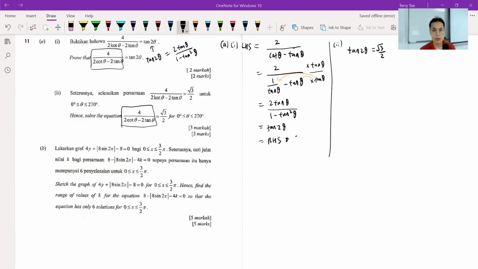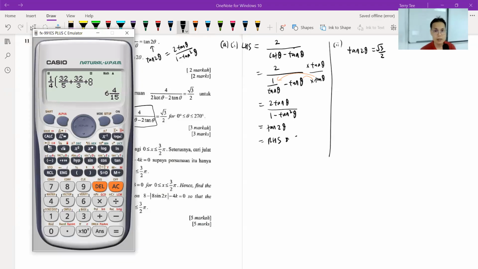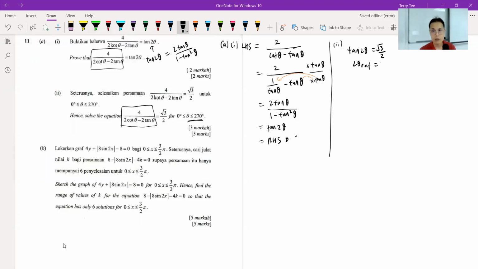Okay, so what we can do is use your calculator to find the reference angle. Remember to use the calculator in degree mode, can you see, it's in degrees, 0 to 270. So shift mode, change your calculator to degree mode. So shift tangent, sec 3 divided by 2. This will be 40.9. Yeah, my reference angle is 40.9.